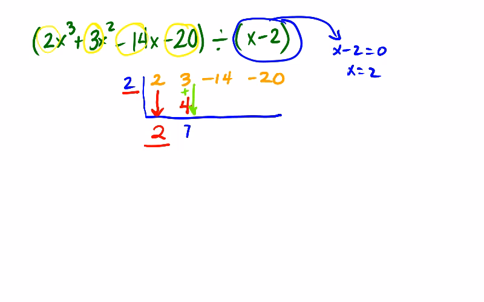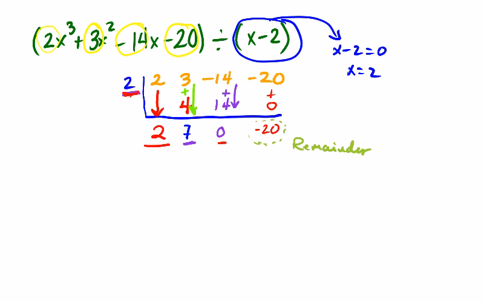Then you multiply once again by the outside number. So 2 times 7 is 14. Oh, we're feeling good. Then we add down. Negative 14 plus 14 is 0. And we take the outside number one last time, 2 times 0, and that is 0. Then we add down and get negative 20. And what we have here, you kind of got to look at it and break it down. The last number is always the remainder.